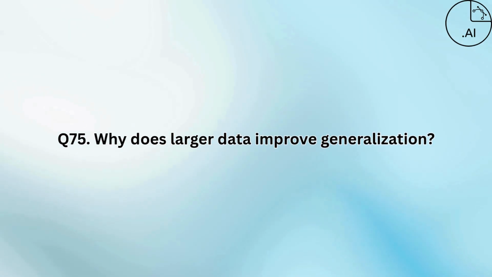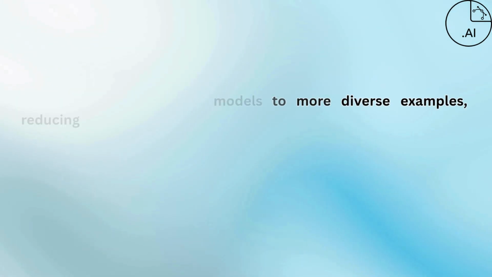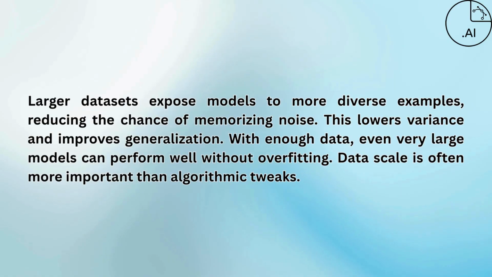Why does larger data improve generalization? Larger datasets expose models to more diverse examples, reducing the chance of memorizing noise. This lowers variance and improves generalization. With enough data, even very large models can perform well without overfitting. Data scale is often more important than algorithmic tweaks.